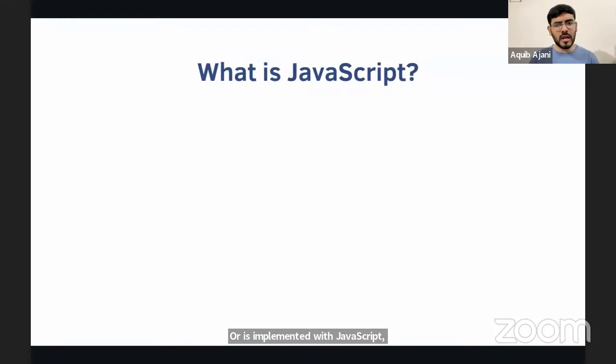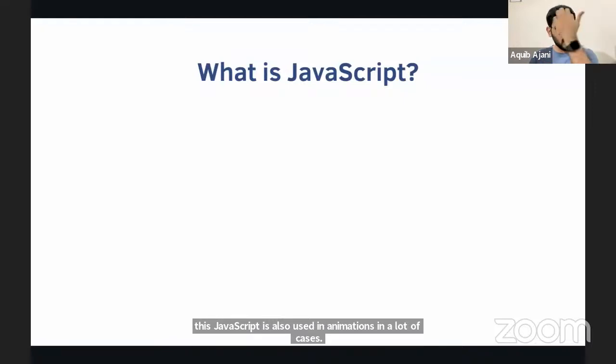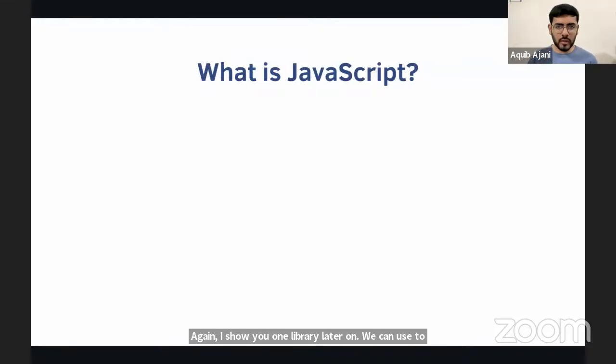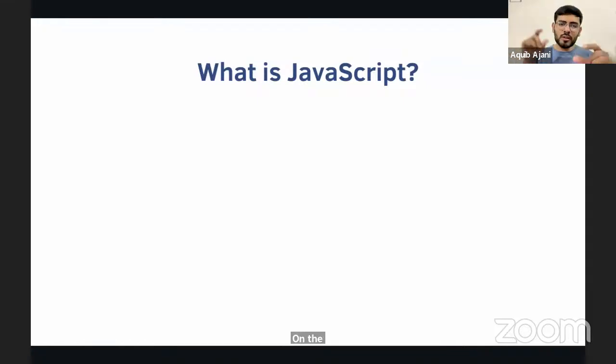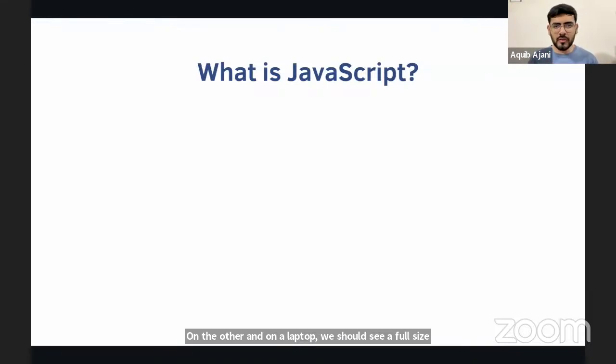In addition to this, JavaScript is also used in animations in a lot of cases. Again, I'll show you one library later on, which we can use to add animations as well. But again, JavaScript is essential for that, right? When it comes to responsiveness, again, JavaScript lets us create those responsive behaviors, right? For example, the menu should shrink on the phone. It should become that hamburger style icon that we see. On the other hand, on a laptop, we should see a full-sized menu. So that kind of stuff can also be done with JavaScript.